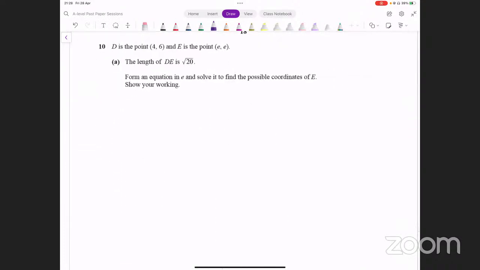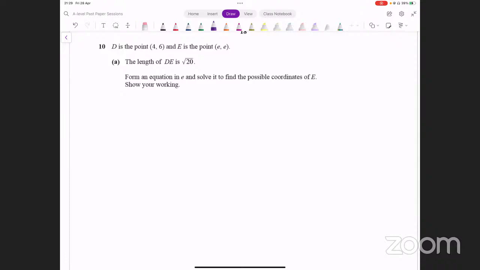So now we have a point D that has coordinates 4 and 6, and E is the point (e, e). The length of DE is given to be square root of 20. We need to form an equation in e and solve it to find the possible coordinates of the point E, and we have to show our work.